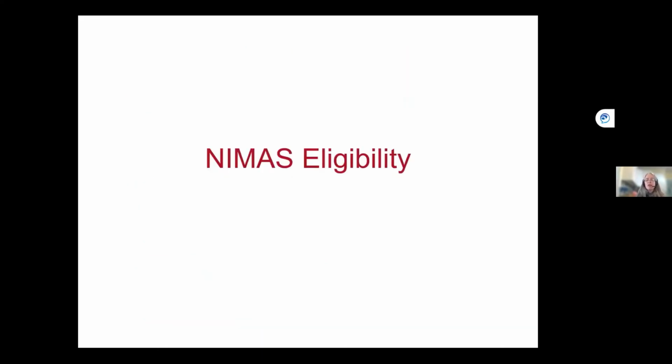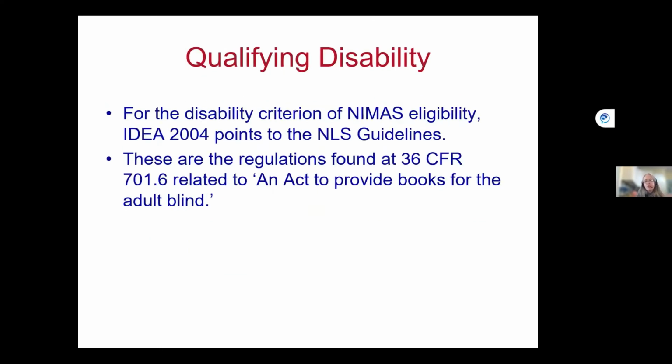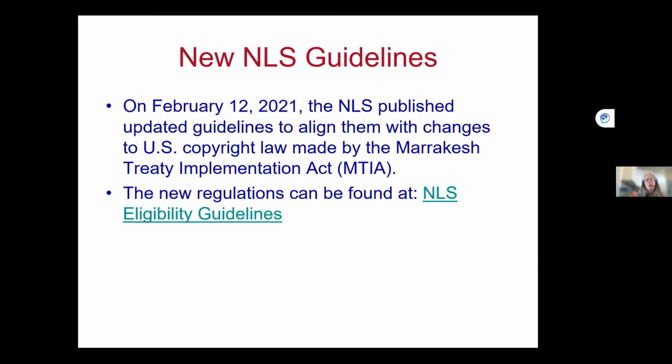So the next thing I want to touch on just briefly is NIMAC eligibility. This is an important aspect of NIMAC and IDEA, and there are basically two criteria. The first is that the student must have an IEP, and the second is that they have to have a qualifying disability. In terms of the qualifying disability, IDEA points to the National Library Service for the Blind and Print Disabled eligibility guidelines. That is what the NIMAC has incorporated in the agreements that we have with states and users.